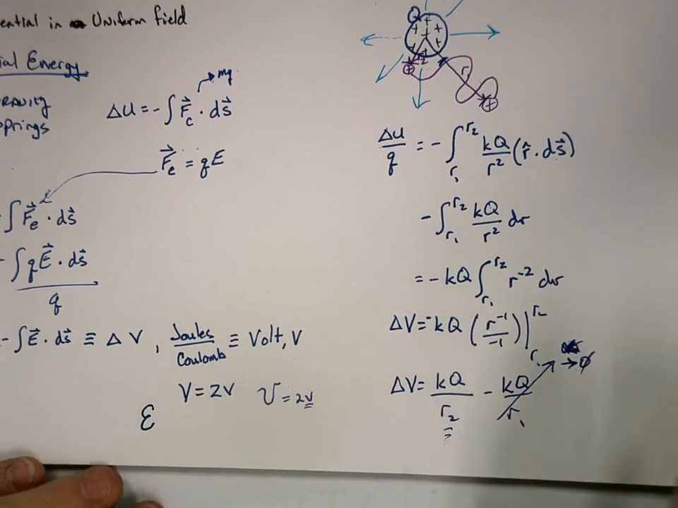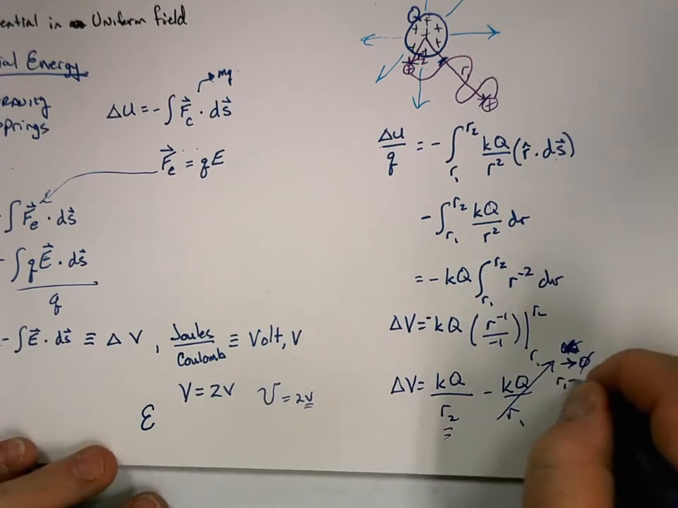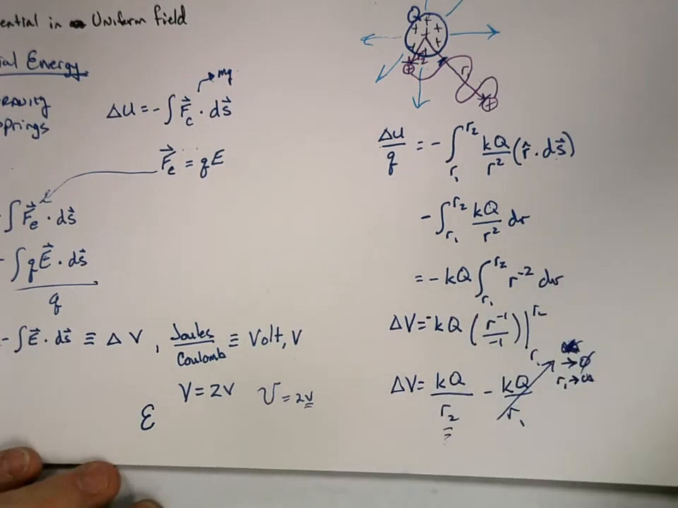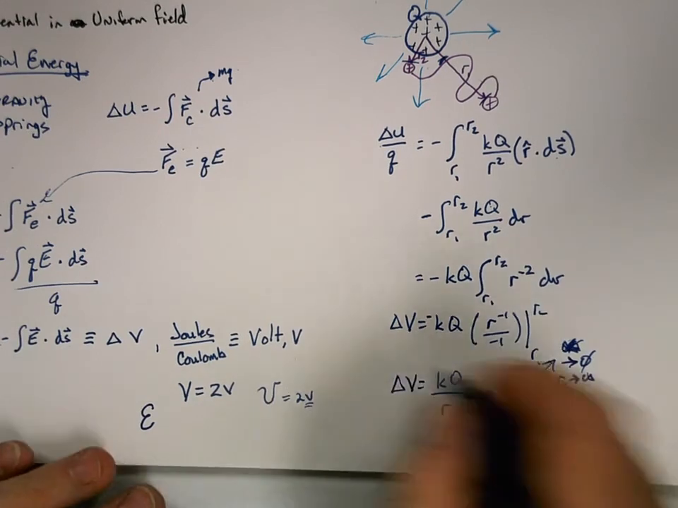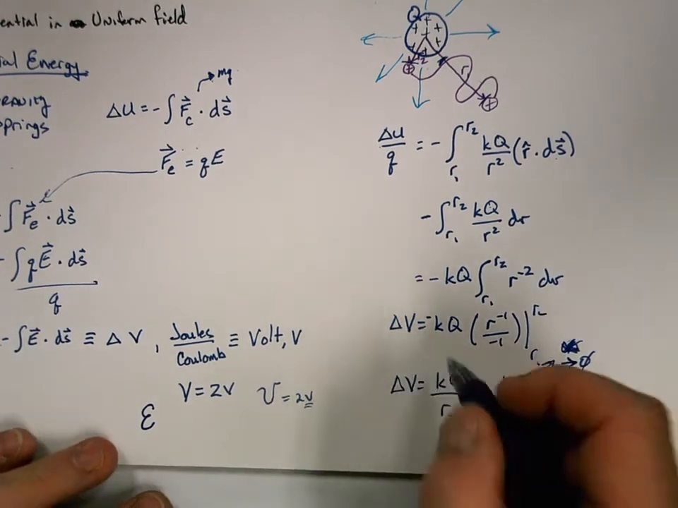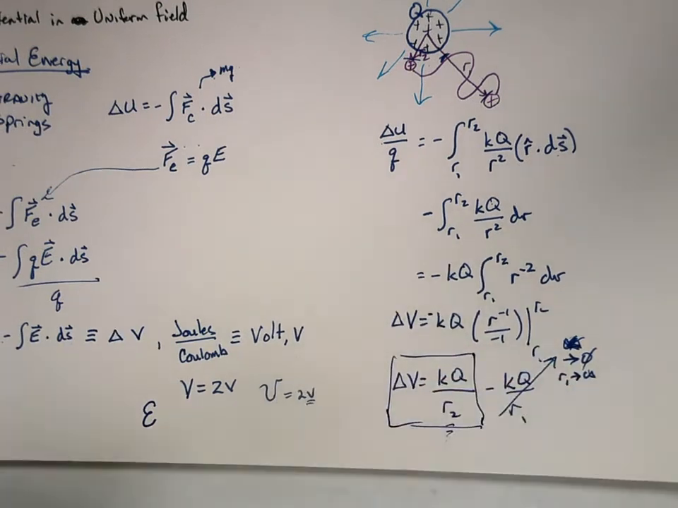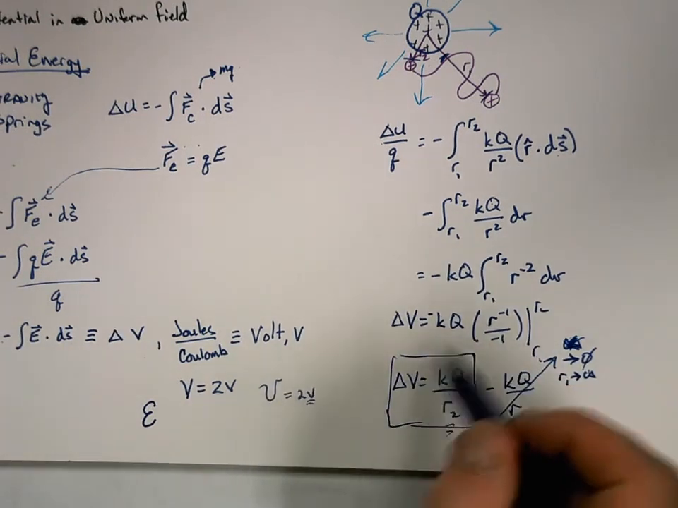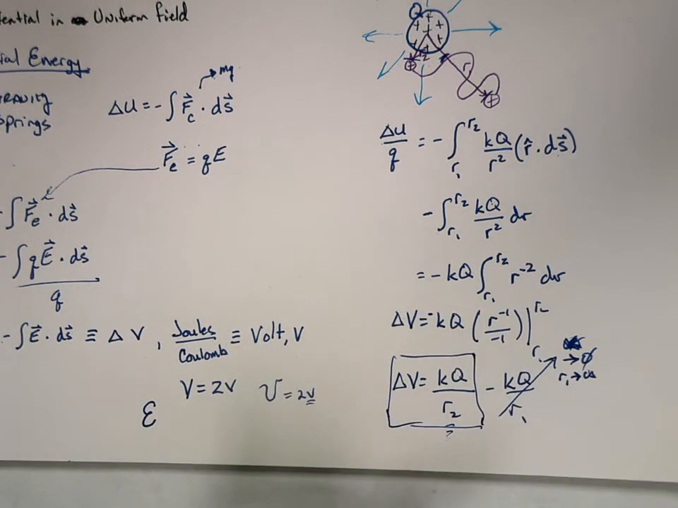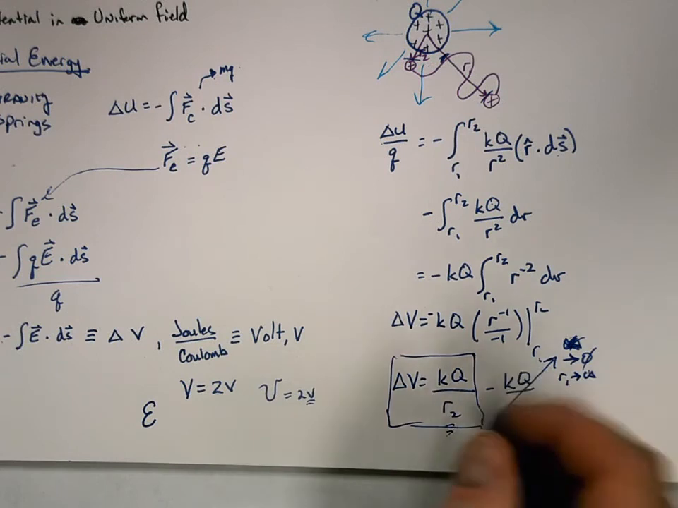It goes to zero as R1 approaches infinity. And so this becomes our potential of a point charge: V equals KQ over R squared. I'm sorry, no, KQ over R. Sorry, my bad, over R2, or just its distance.